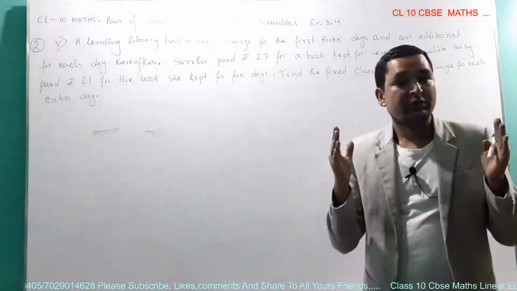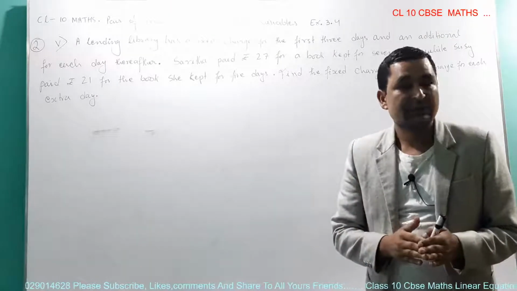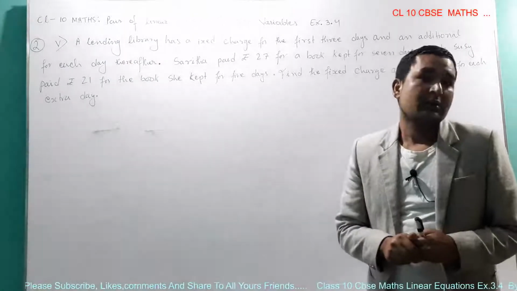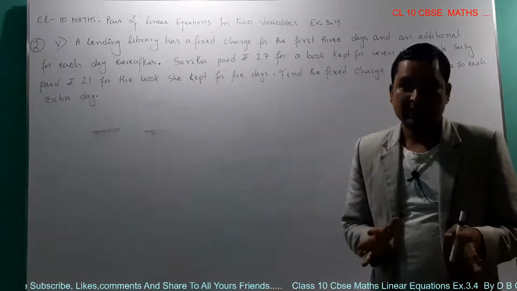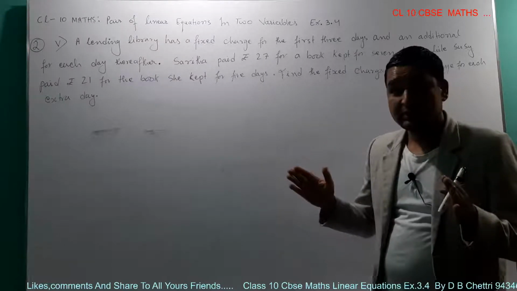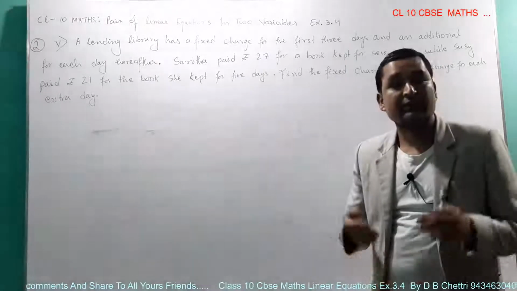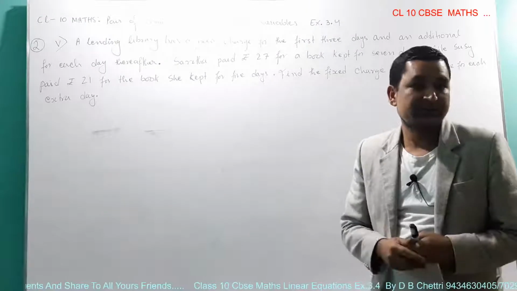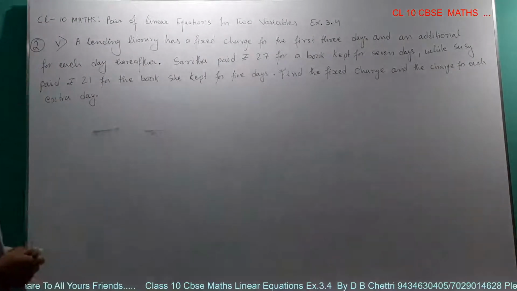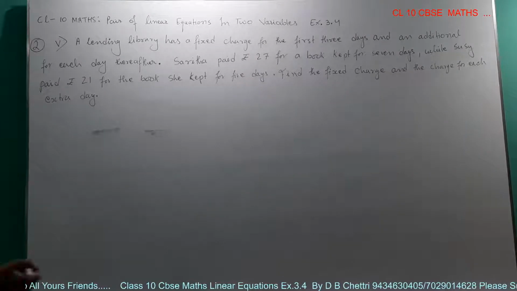We are going to consider the fixed charge by x and the charge per day as y, because there are 2 kinds of charges. For the fixed charge we are going to consider x, and for the charge per day we are going to consider y. I'll explain by solving this question.